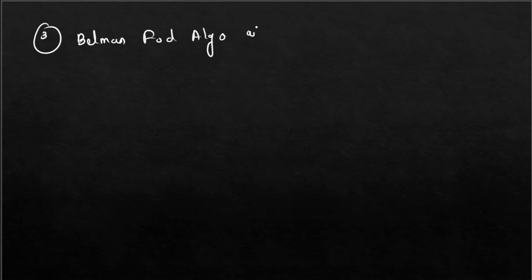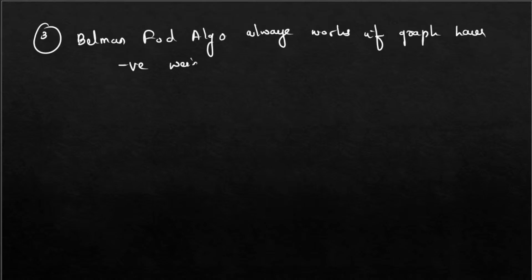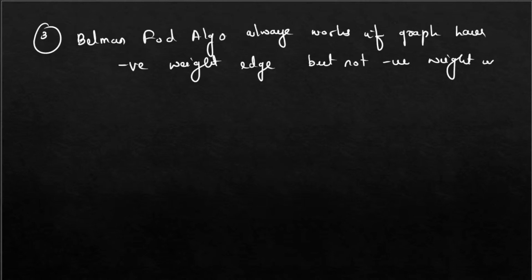So the third point is the Bellman-Ford algorithm. It always works if the graph has negative weight edges, but not a negative weight cycle.